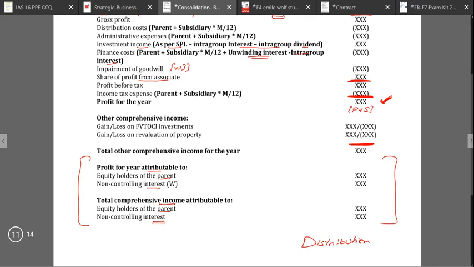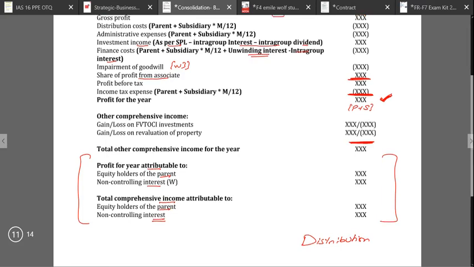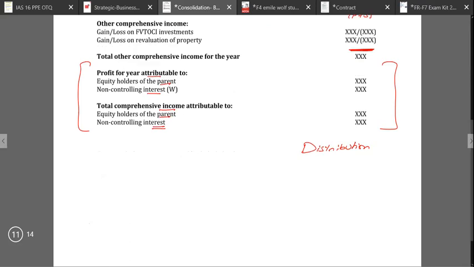So what we're going to do is calculate that. The calculation is shown on the other page, but here I will show you how you can calculate the NCI distribution. You take the subsidiary's profit for the year, multiply it by months over 12, multiply it by the NCI percentage, and it gives you the profit which belongs to the NCI.